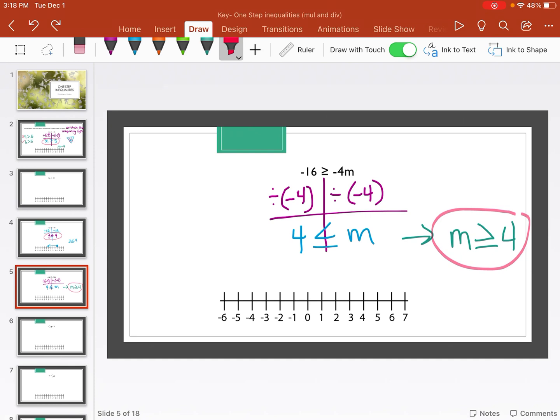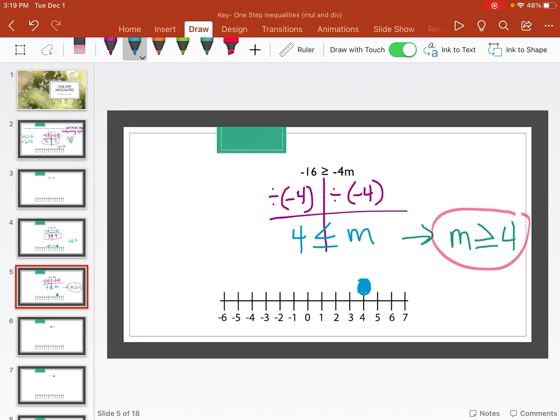And remember, you don't have to rewrite the problem like I did there in green. That's just to help you with your graphing. Either way, if you just substitute a number in, then you can easily decide which way you should shade. So my circle is going to be on 4. It is a closed circle because it is or equal to.